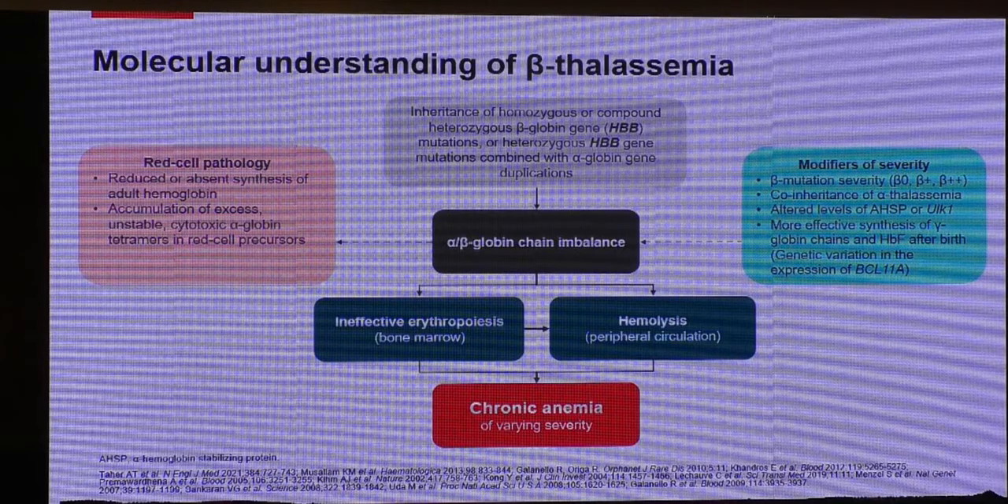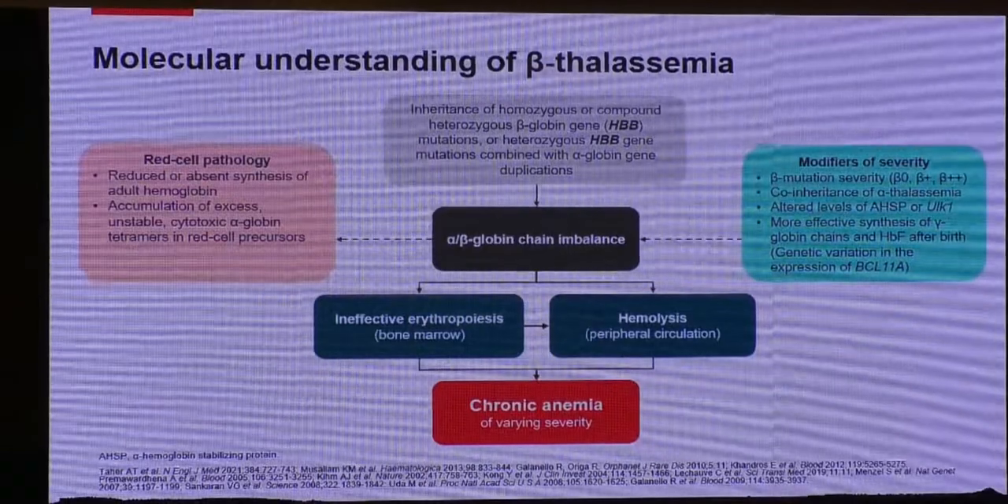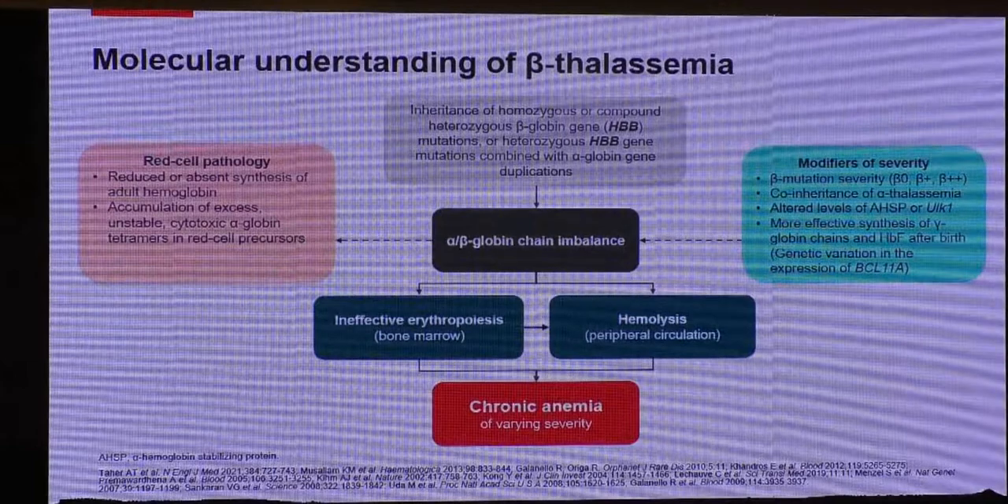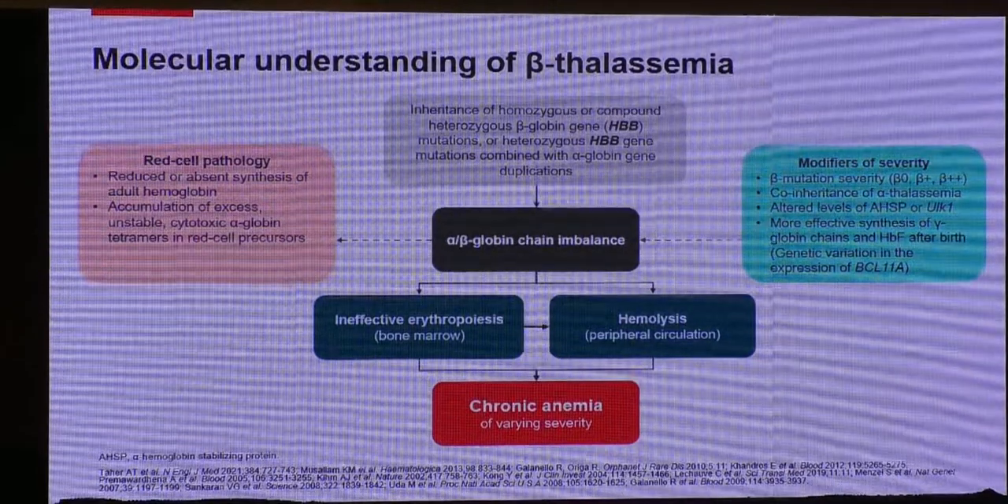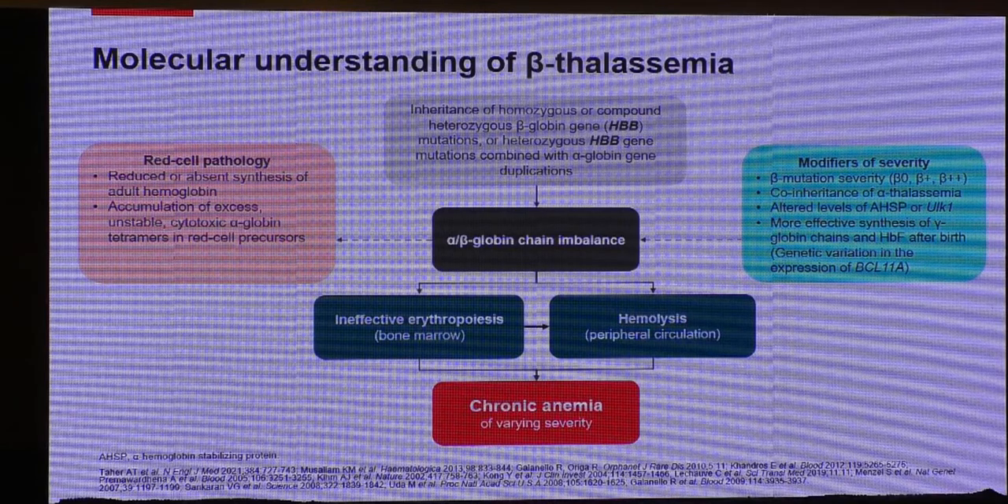But why do we have such a very wide variation in disease presentation? All the phenotypes that we talked about today, whether we call them intermediate or major, or we call them NTDT, TDT, there have been many modifiers proposed. Probably the first one that is very known and conventional is the beta mutation severity itself. As we know, we determine severity by putting a label to the mutation itself as a beta 0, beta plus, or a beta plus plus, co-inheritance of alpha thalassemia, inheriting determinants that increase fetal hemoglobin production.